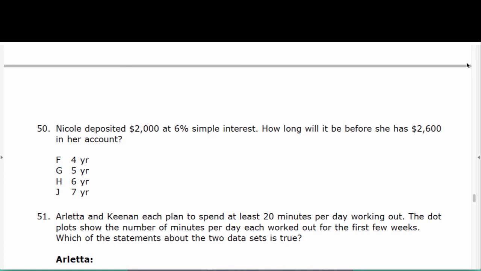Question 50. Nicole deposited $2,000 at 6% simple interest. How long will it be before she has $2,600 in her account? F. 4 years. G. 5 years. H. 6 years. J. 7 years.